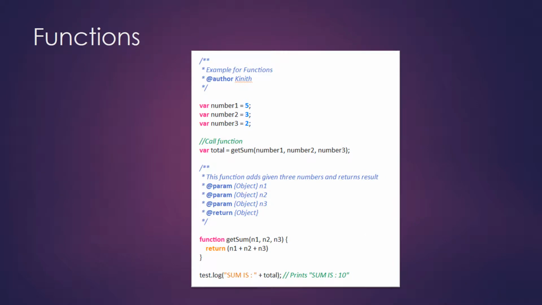Here, I want to add my three variables, number1, number2, number3, and assign the sum to another variable, total. Instead of adding values in the same line like before, I am using a function to obtain the required result. The function getSum takes the three variables in, adds them together, and returns the result. This result is then stored in my variable, total.